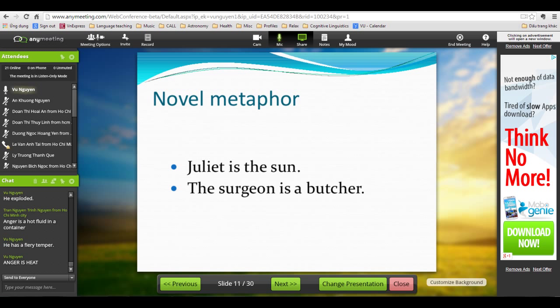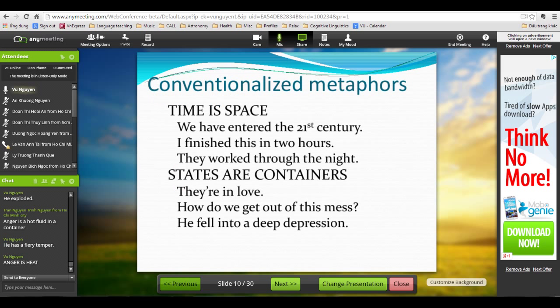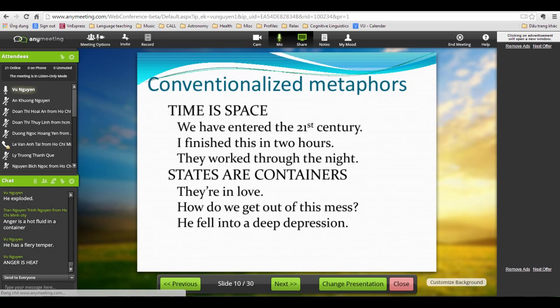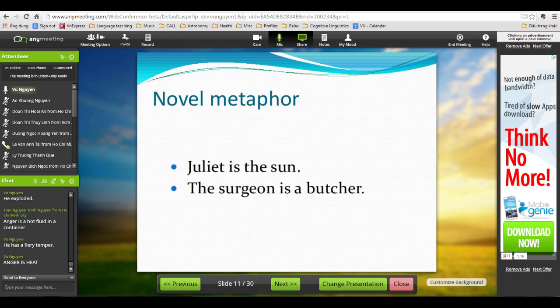Now, in these two cases, the target domain is the focus. So when we say Juliet is the sun, we focus the attention on the subject being talked about, Juliet. Or when we say the surgeon is a butcher, we focus our attention on the subject, the surgeon. In conventionalized metaphors, the two domains are equally important, and the structure of the source domain is mapped onto the target domain. While in the novel metaphor, the target domain gets the focus. The target domain is the one that stands out in the comparison.